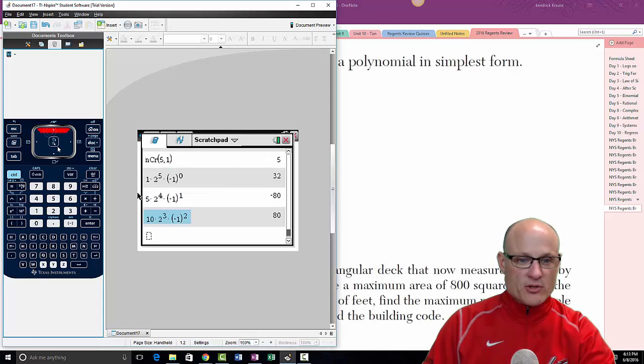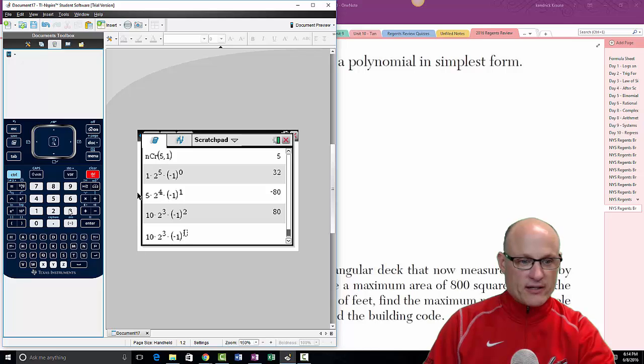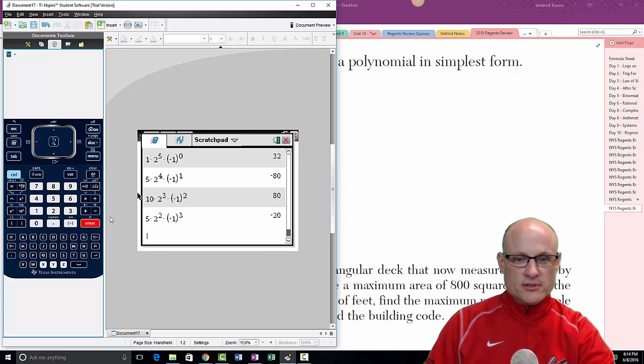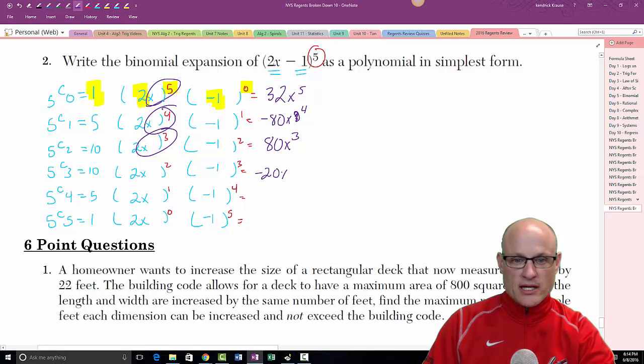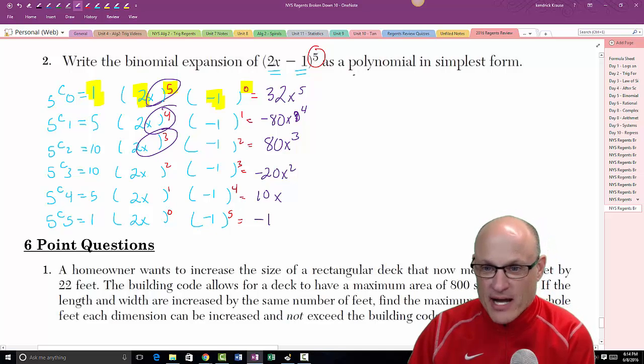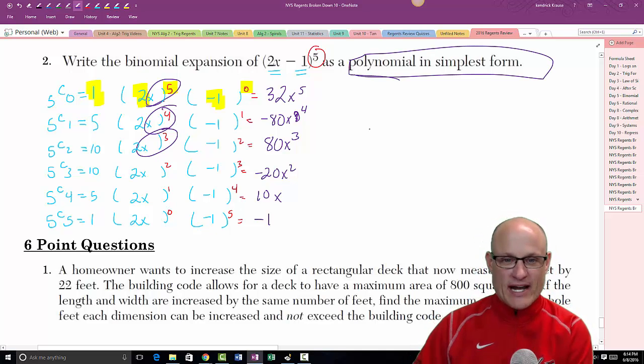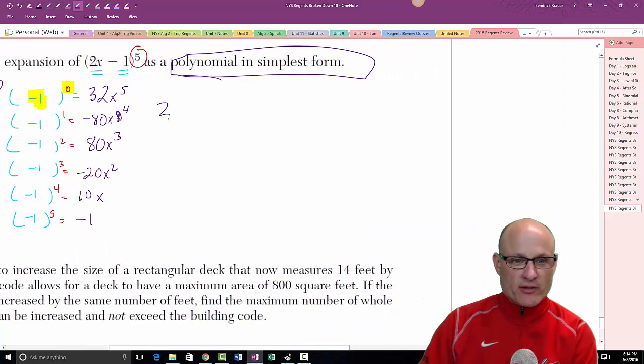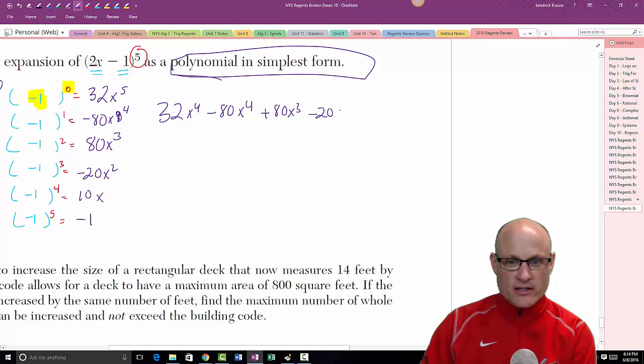The next one, do it again. Binomial expansion is sort of a pain in the neck, but whatever. It's not difficult. It's just a pain in the neck. 2 and 5. Negative 20x squared. The next one is just going to be 10x, and the last one is going to be minus 1. Just for fun. But it said write as a polynomial in simplest form. So I got to actually write it out as a polynomial. So you just take those and you put them next to each other. 32x to the 5th minus 80x to the 4th plus 80x cubed minus 20x squared plus 10x minus 1.